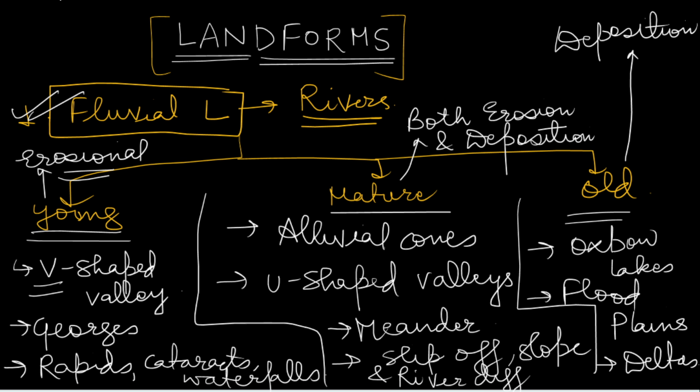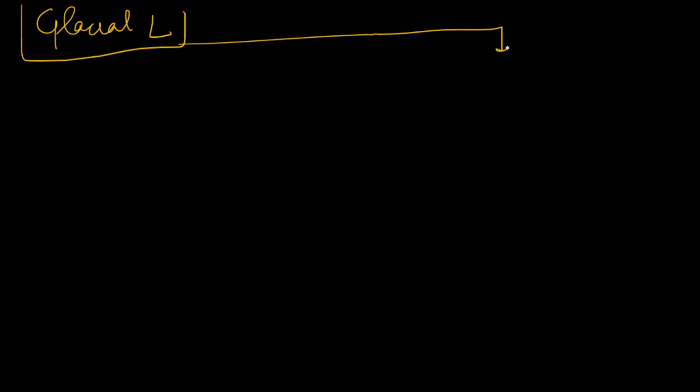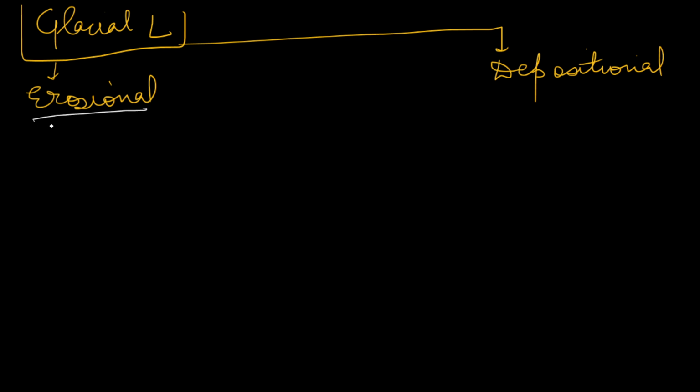Now let's move to the second one, that is glacial landform. Again, in glacial landform, you will find erosional and depositional features. Erosional landforms and depositional landforms. So we will first discuss the erosional ones.